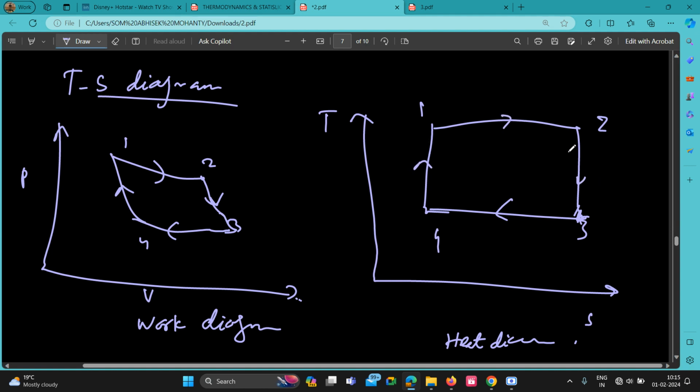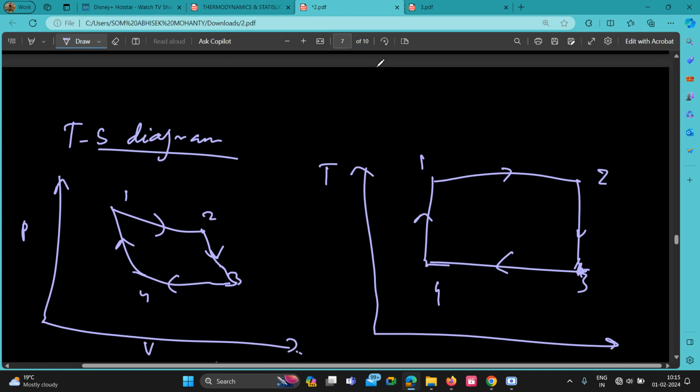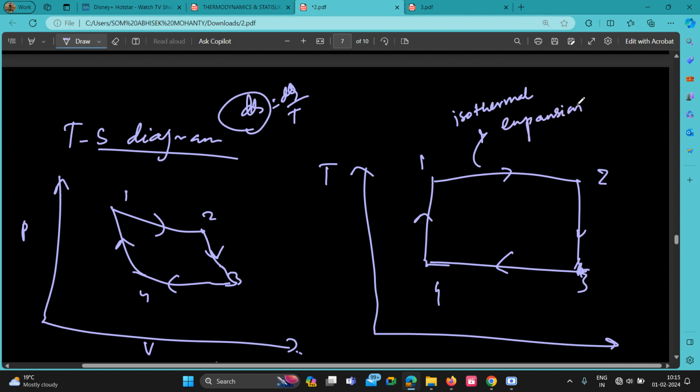If you see, 1 to 2 is called isothermal expansion because here entropy is increasing. As I told, entropy increases, so heat will be increasing because dS is equal to dq by T. So if entropy increases, dq will increase. It's expansion, so I will write isothermal expansion, that is Q greater than 0. This one is what? I will call adiabatic expansion.